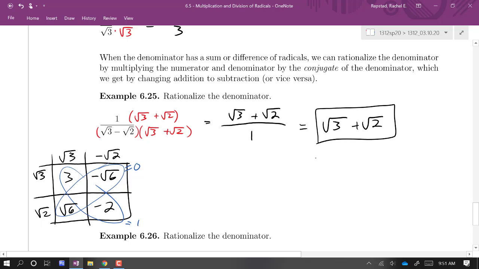Multiplying by the conjugate always works, because we're guaranteed that those radical expressions are going to cancel each other out. It's like thinking of this as how a difference of squares factors. If I want to view 3 as a perfect square, it's the perfect square of root 3. And I want to view 2 as a perfect square, it's the perfect square of root 2. Then this is how that difference of squares factors. And so that's 3 minus 2 or 1.